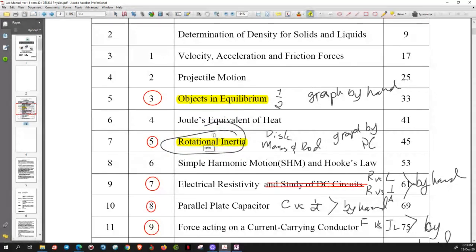Okay. So we've done objects in equilibrium. Wallah, it takes us half an hour. We have to go faster because I have a meeting at 8. Let's go to the next experiment, okay?